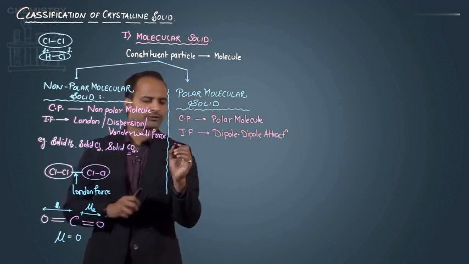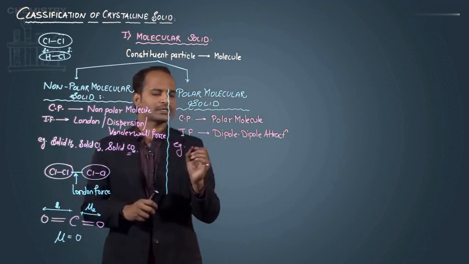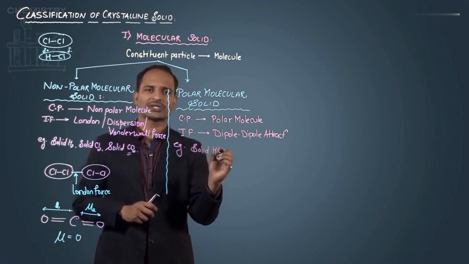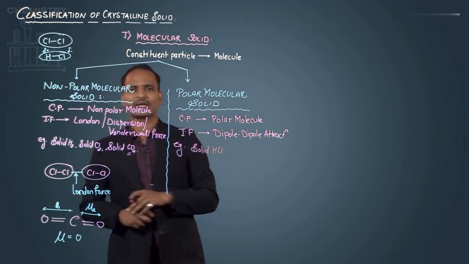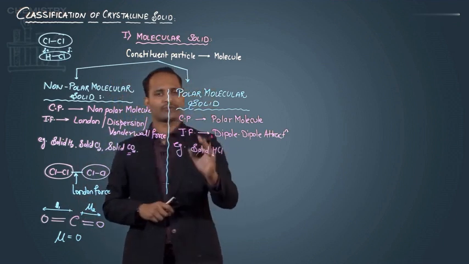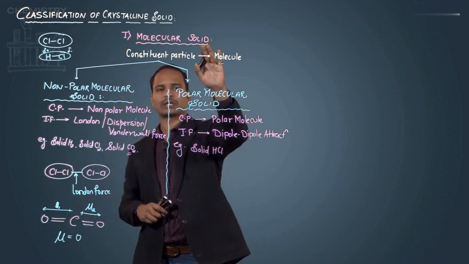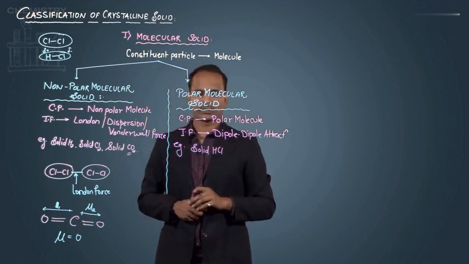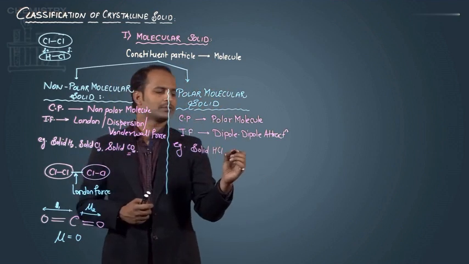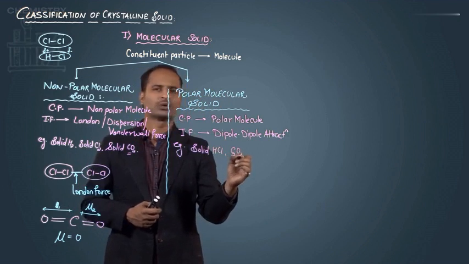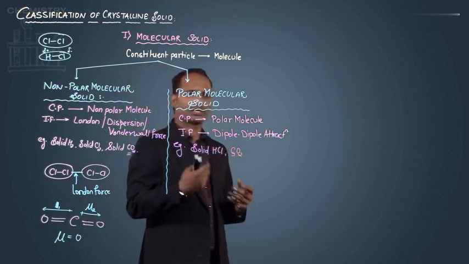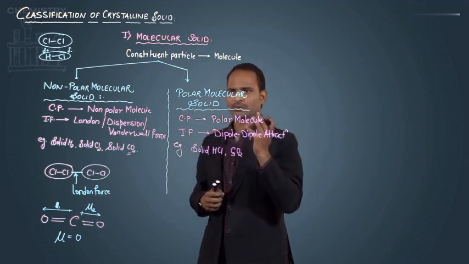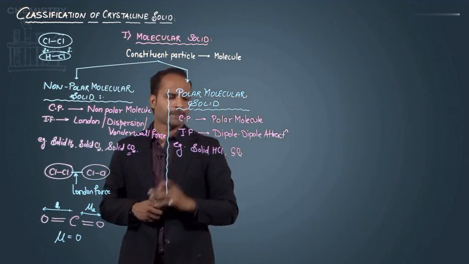Let's see the example for this. Here the example I can say is solid HCl. At room temperature, HCl is in the gaseous state, and when it is cooled it gets converted into a solid, and the solid we get from HCl is called a molecular solid. In molecular solids, it is called a polar molecular solid. Solid HCl, solid SO2, solid HI. So these are all considered polar molecular solids.